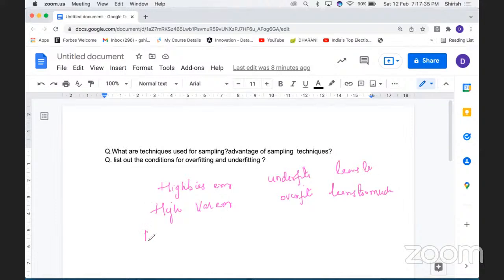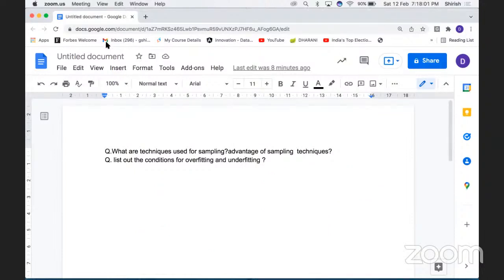A good model, which we want, is where these two errors are balanced. Both errors should be balanced. Right? That's where you have the concept of bias and variance trade-off. Okay. So one more generic question now.